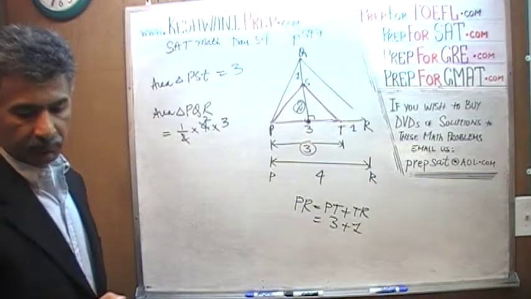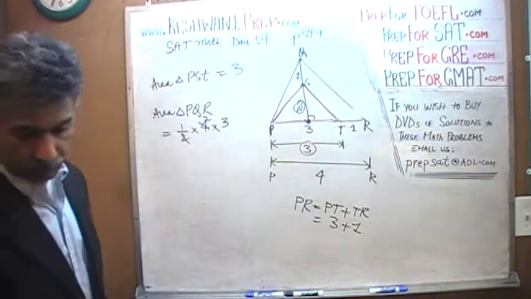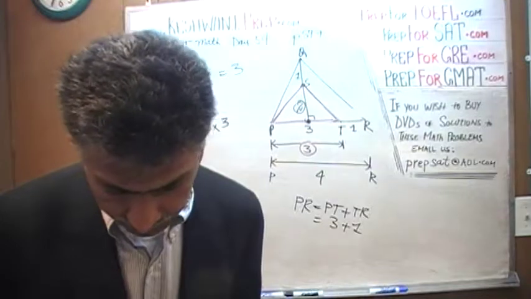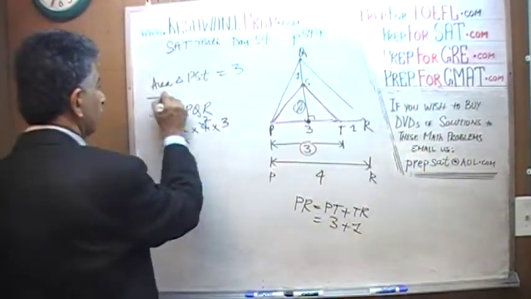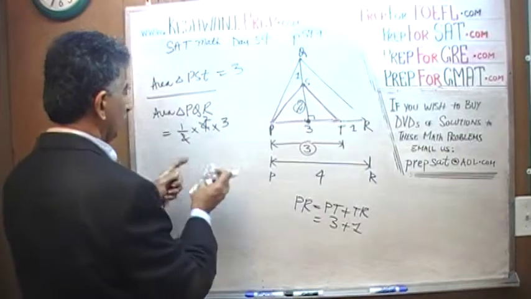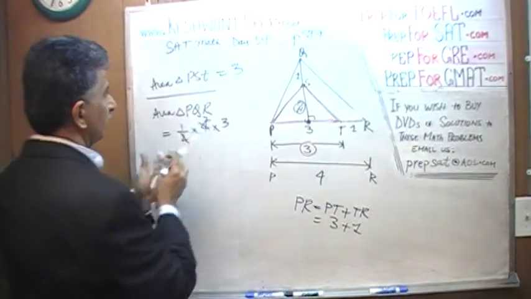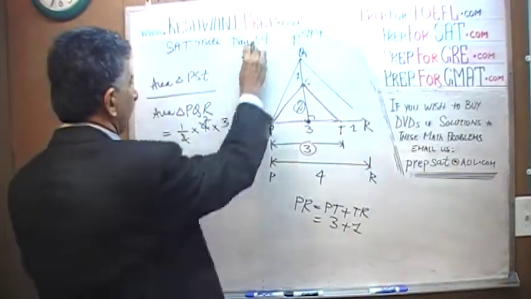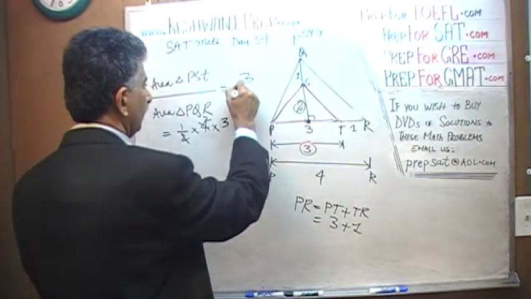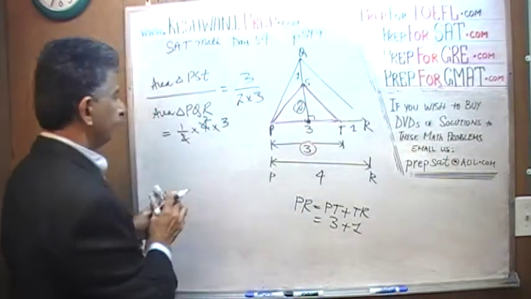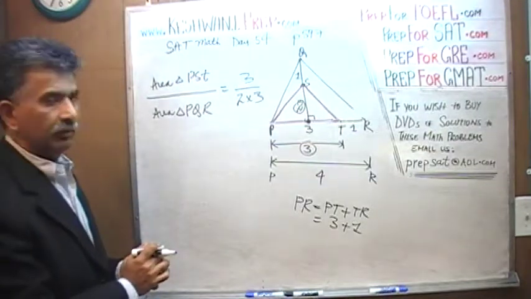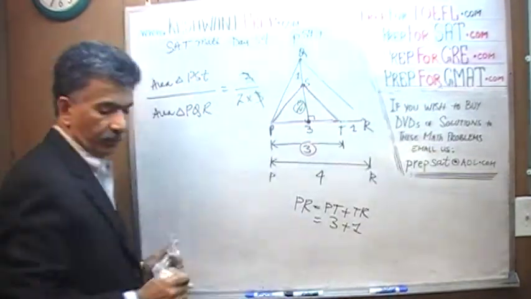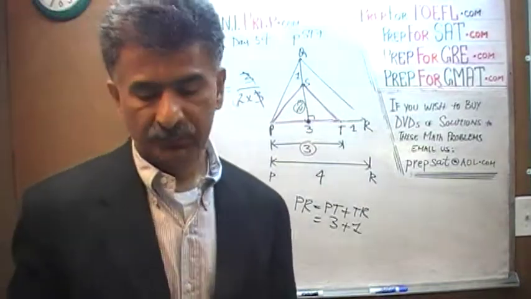We're almost done, and therefore for the ratio of the two triangles, which one goes on the top? PST goes on the top, PQR goes on the bottom. That's exactly how we have it. So the ratio is going to be 3 over 2 times 3. The 3s drop out and the answer is 1/2.